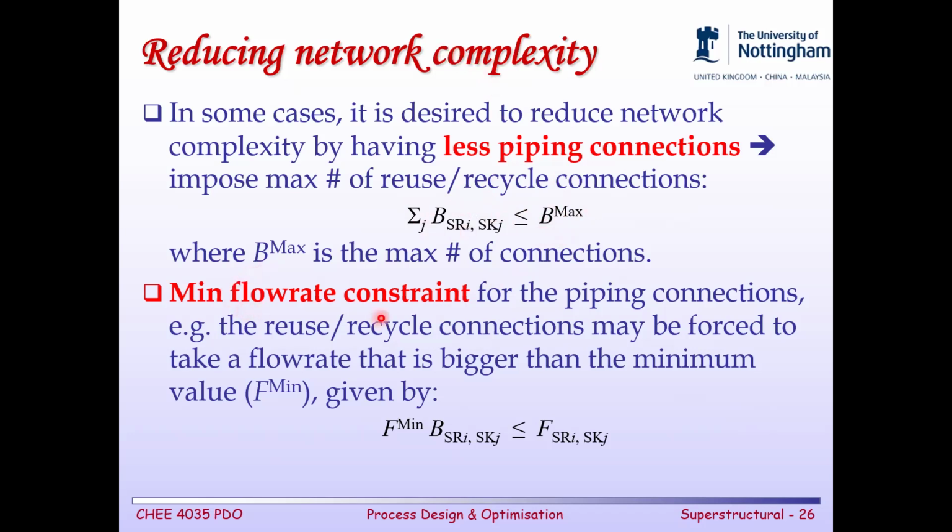Another constraint is if you want to set a minimum flow rate, because if the flow rate is too low, then it might not make sense to invest in piping for that flow rate. So you can set a constraint that would force a minimum flow rate. Okay. For example, you assign that as the minimum flow rate, F min, then you can input this code.